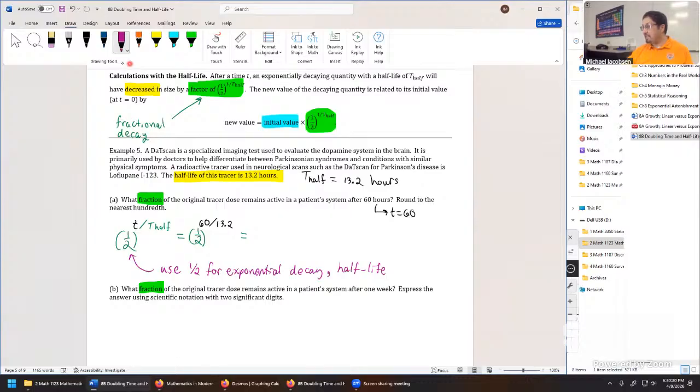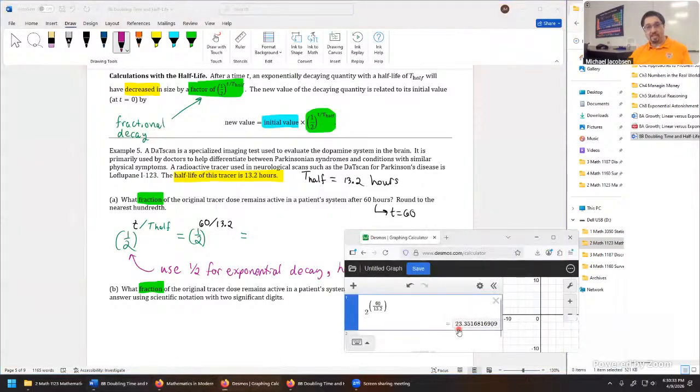That's definitely a silly error, and we could tell probably something is awry if we are saying there's going to be effectively 23 times the amount of the tracer 60 hours later. That's probably lethal. It should be going down in the bloodstream, not going up. So let's try again after that misadventure. Take 1/2. Now we're following the format of the actual formula there. Raise that to the power of 60, divide by 13.2. And that looks a little bit more realistic. Rounding this one to the nearest hundredth would give us 0.04.